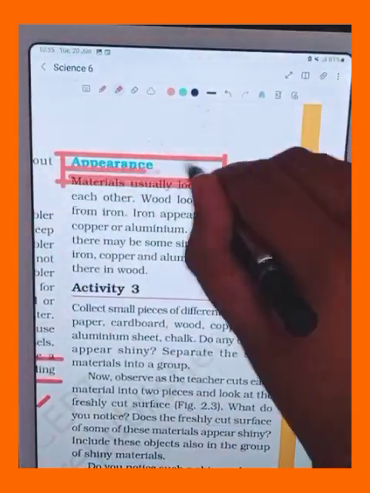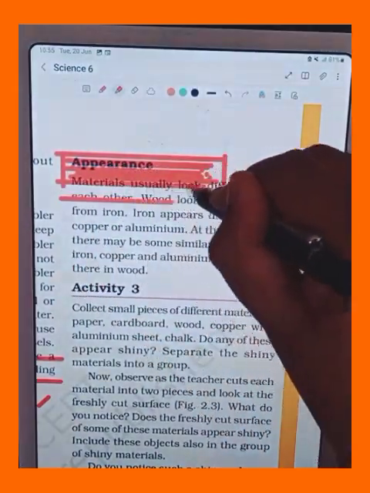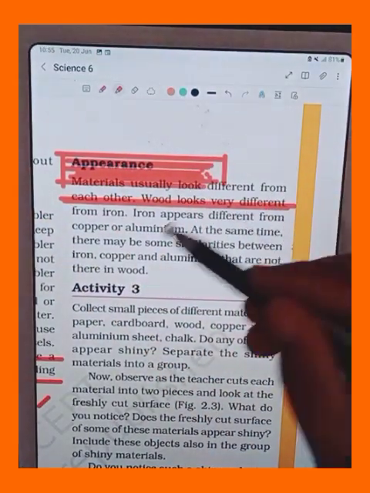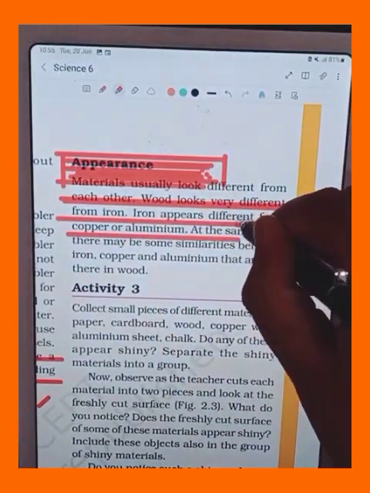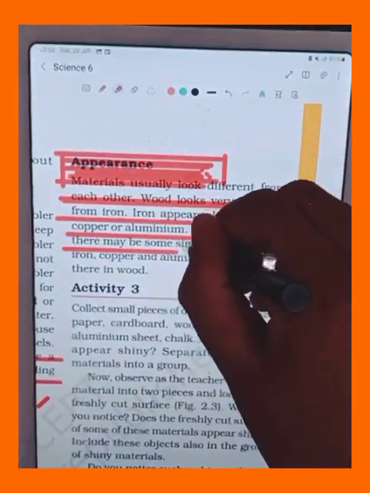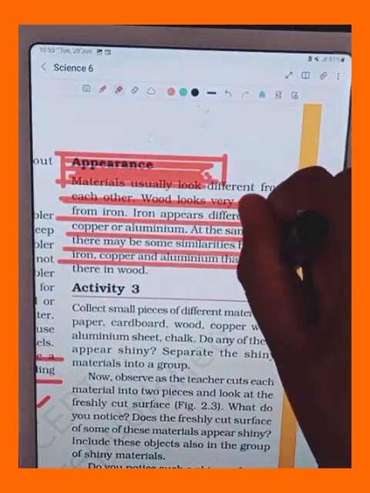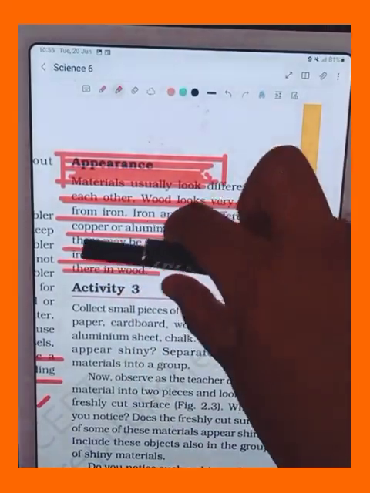Appearance is a very important topic. You must highlight it darkly. Materials usually look different from each other. So wood looks very different from iron. Iron is different from copper and aluminum at the same time, but there may be similarities between iron, copper, and aluminum that are not there in wood. Yes, there are similarities.